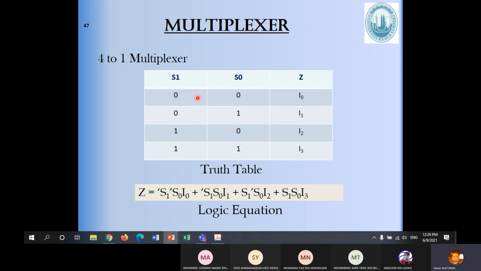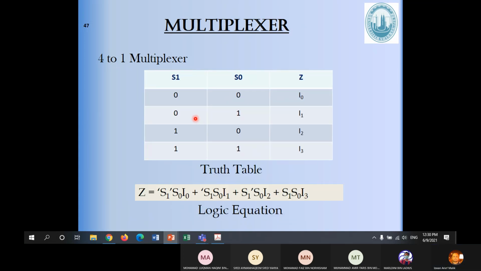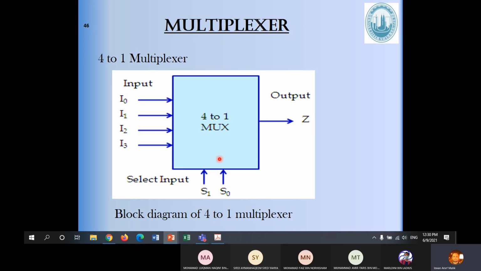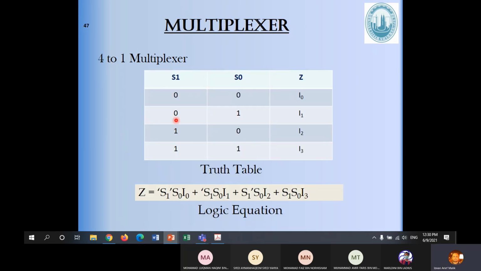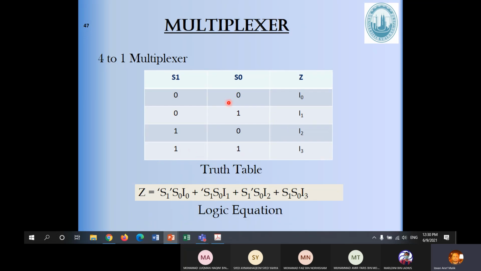So this is the truth table of 4 to 1 MUX. So you have 2 selectors which are S1 and S0. And then one output which is Z. So whenever S1 and S0 is 0, then the output will become I0. So kalau sini kosong, I0 yang akan jadi output. I1 sampai I3 ni tak ada apa-apa, takkan ada output. Okay, when it is 0, 1, bila sini 0, sini 1, then I1 yang akan jadi output. Kalau 1, 0, I2. Kalau 1, 1, I3. So that is the truth table.